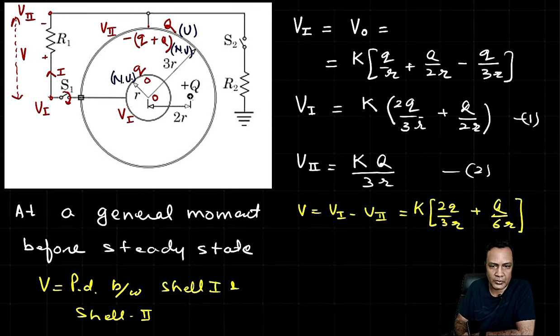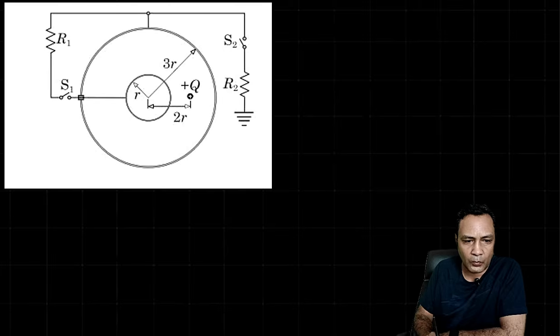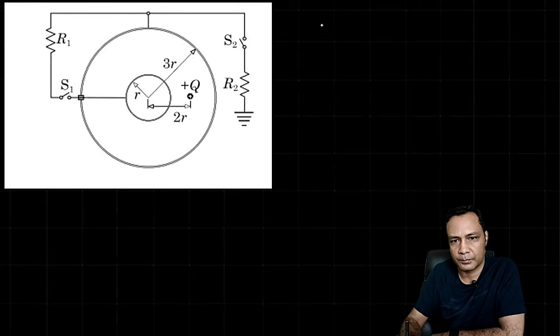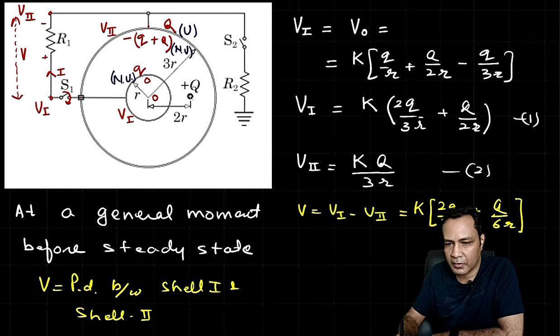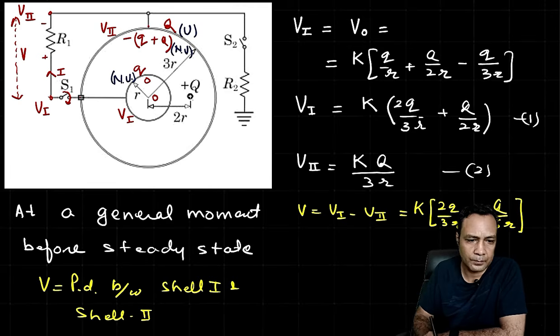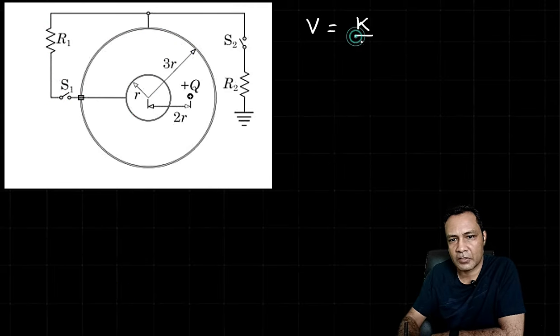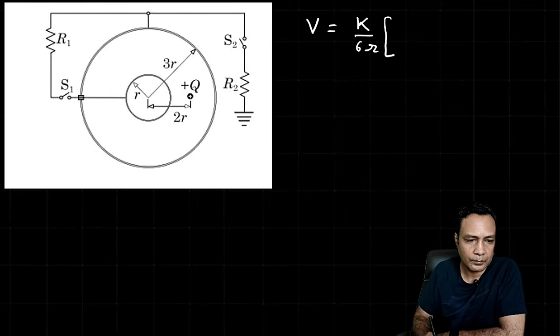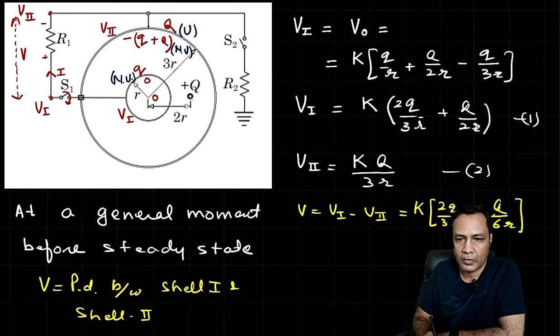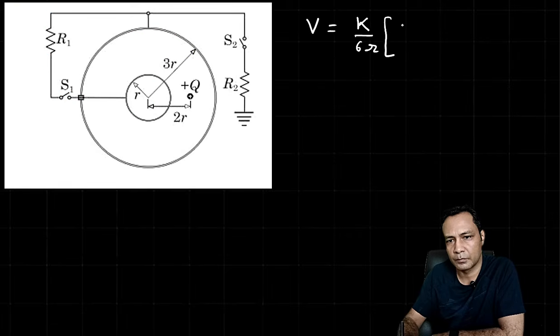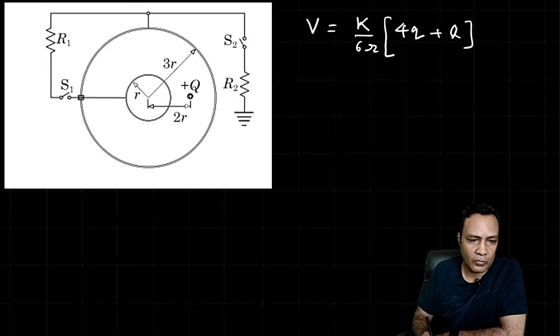Now let's go to the next page. So the potential difference we obtained, V is equal to K. Here I can take 6R outside, K by 6R, and it will be 4Q plus capital Q.